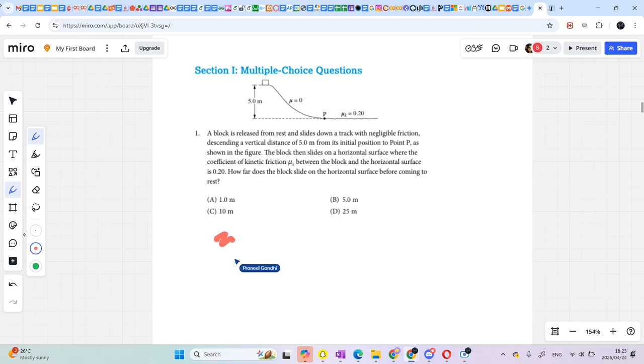Is that a different color pen? No, I don't like that color. Okay, whatever. Oh, okay, let's use a different color. Why not. All right, so let's take a look at this first one.